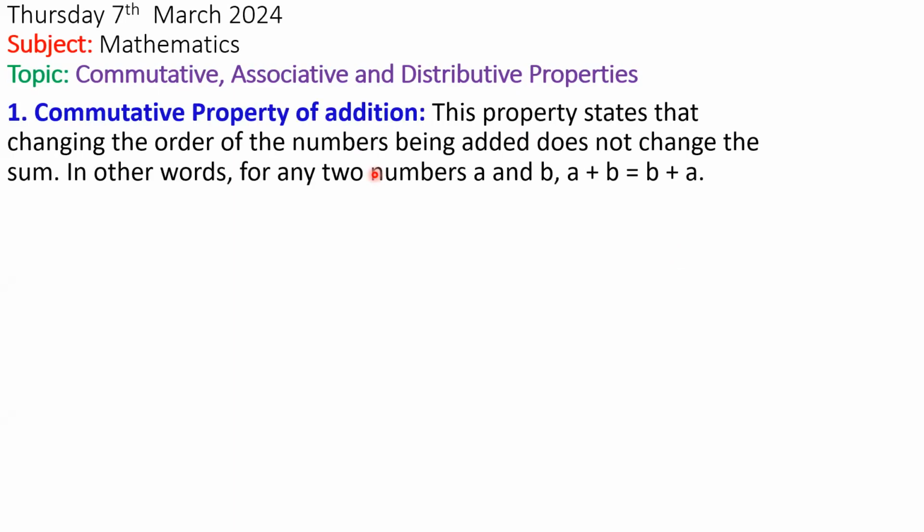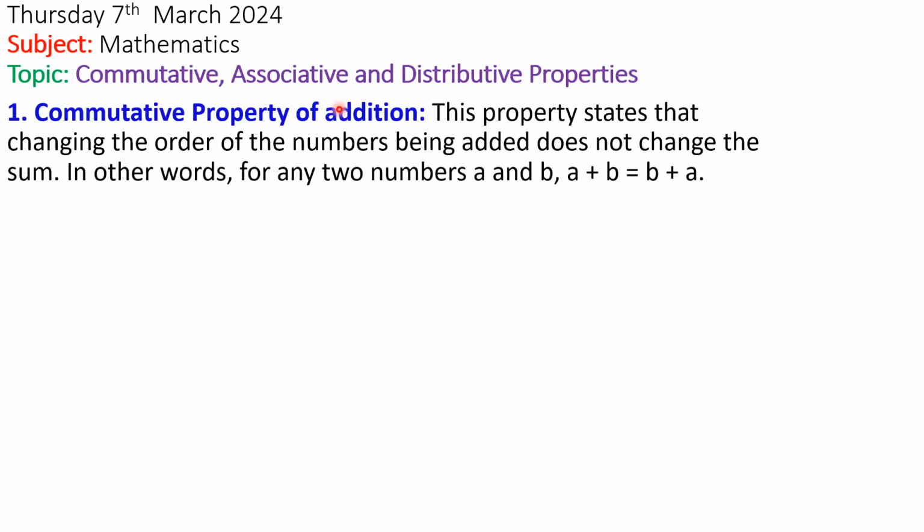When we say commute, write this down, by the way. If I say I commuted from one place to another, what does commute mean? Move. Commute means to move from one place to another. So when it comes to the commutative property of addition, you could think about that in the same way.